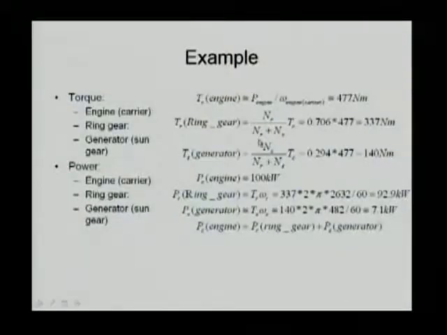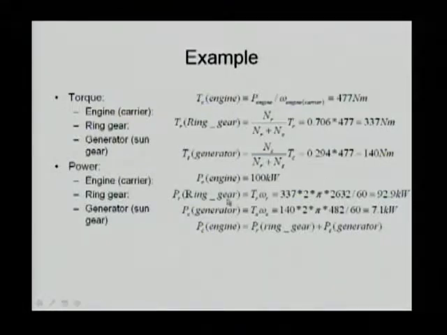So in this operating example, we know the engine is operating at 2000 RPM, 100 kilowatts, so we can calculate how much torque is generated by the engine. It's 477 Newton meters as we calculated on the chart. Given this torque on the carrier, we know the ring gear torque is proportional to the carrier torque, so we can calculate the ring gear torque to be 337 Newton meters. And the sun gear torque, which is the generator torque, is also proportional to the carrier torque, and we calculate it to be 140 Newton meters.